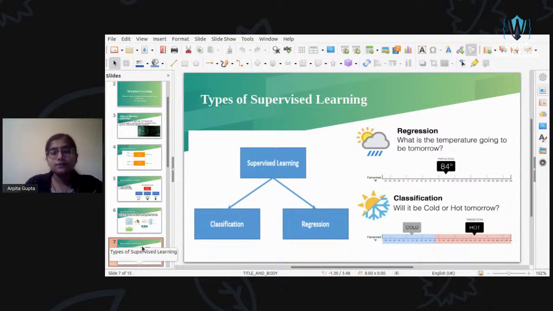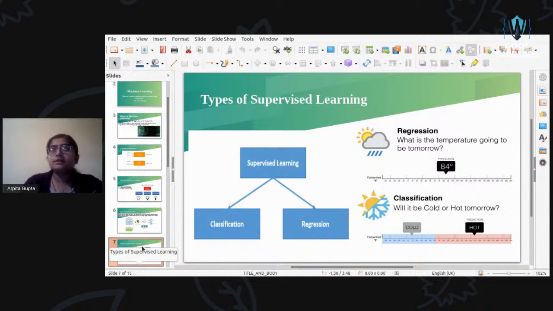We give our algorithm some images of dogs and tell the algorithm that these are dogs, and correspondingly we give some images of cats and tell the algorithm that these are cats. On the basis of that learning, the algorithm classifies it as this is a dog or this is a cat. So that's how classification works. And apart from that, regression is there. Regression is not classification, it's prediction of a continuous variable.